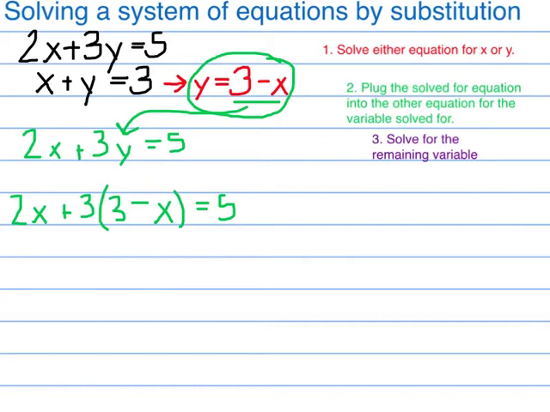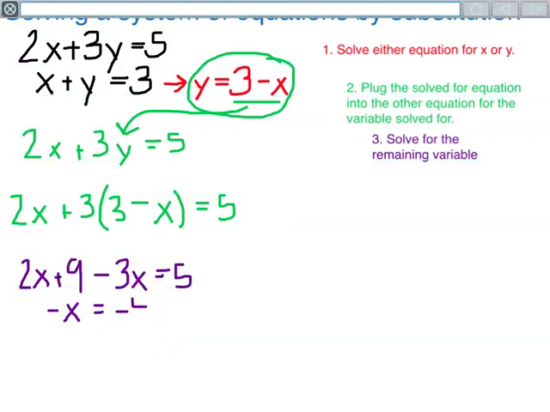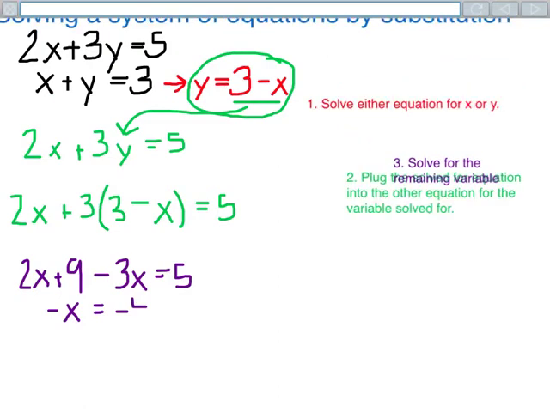Alright, step 3 will be to solve for the remaining variable. So now I have only x's left. I'm going to solve for x. 2x plus 9 minus 3x equals 5. So that means that negative x equals negative 4. Whoops, I don't know what happened there. So negative x equals negative 4, so x equals 4.